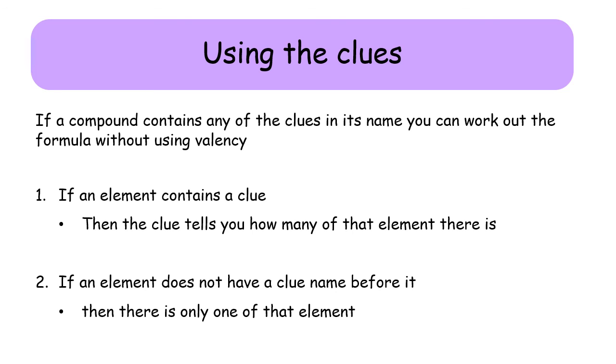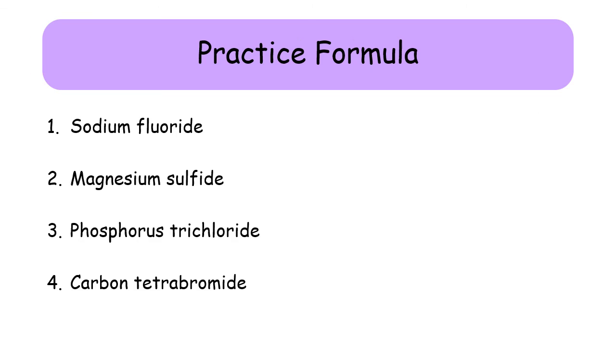So that's been the rules for how to work out a formula using the SVSDF method, and also some formula where you do not need to use that method because the name gives you clues. What I've got now are 4 questions that I would like you to practice. Sodium fluoride, magnesium sulfide, phosphorus trichloride, and carbon tetrabromide. Have a go at those. The next slide has all the answers. So pause the video, have a go.